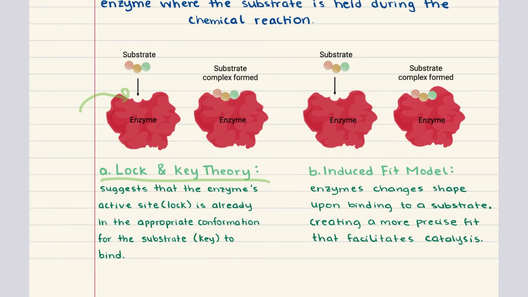And while this model helps convey the idea of specificity, it doesn't account for the flexibility we now know enzymes often have. And that leads us into the second model we use to describe how the enzyme and substrate interact, that model being the induced fit model. This model tells us that the enzyme undergoes a conformational change when the substrate binds. So instead of the active site being a perfect fit from the start, the enzyme actually molds itself around the substrate to create the ideal environment for the reaction.